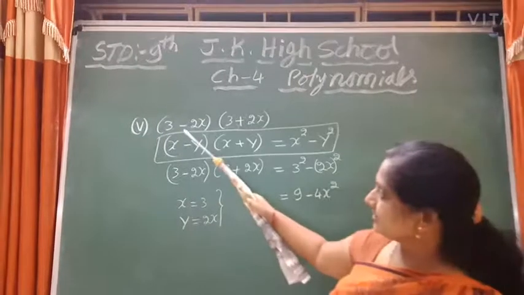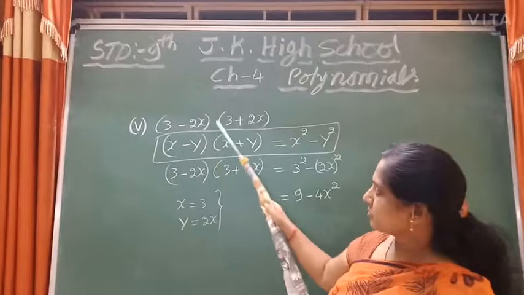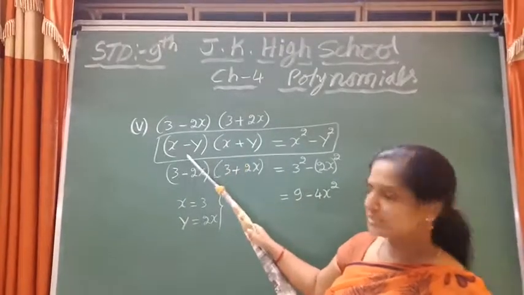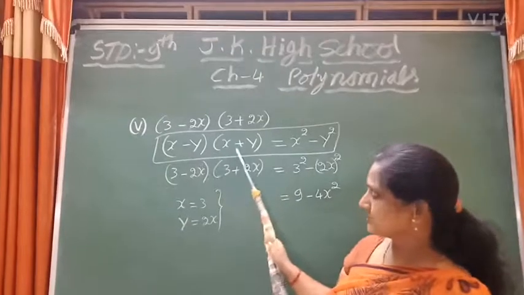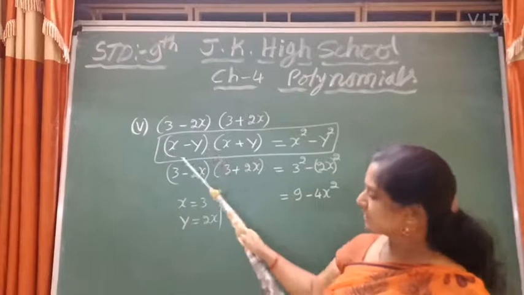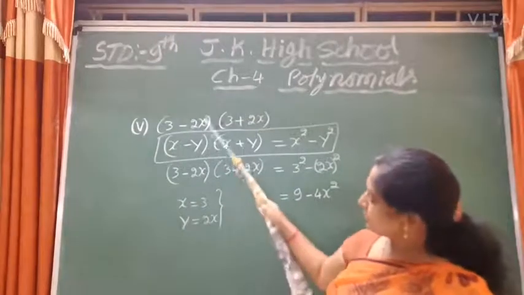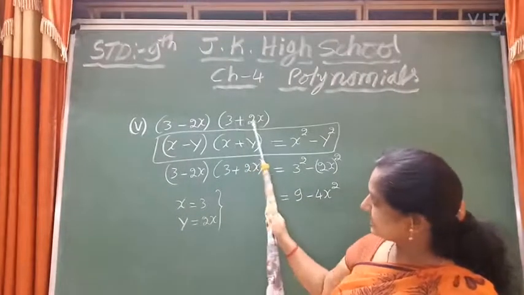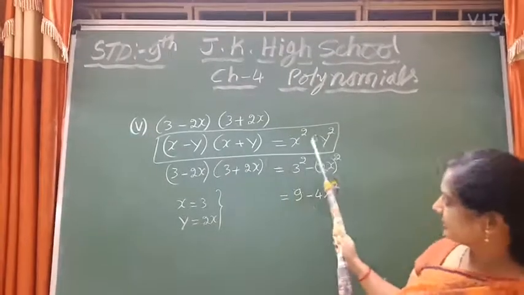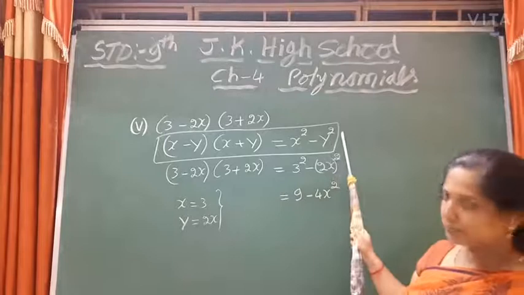Now the question is this one: (3 minus 2x) times (3 plus 2x). This is also according to the identity (x minus y) into (x plus y). The product may be first minus next plus, or first plus next minus. So according to this identity, this question is there. To find this product, I can use this identity and directly get the product.